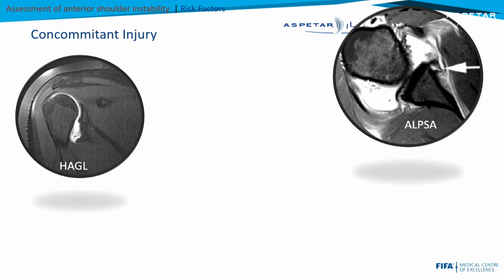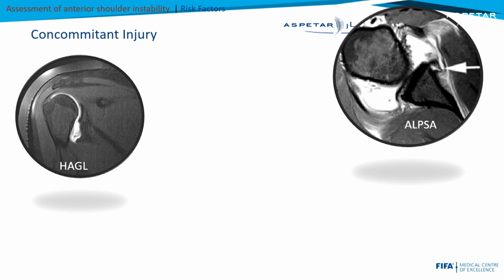Another issue is the ALPSA lesion. This week we had a very typical one in a professional athlete. It means the severity of the injury is very high, because it's not just a peel of the labrum, it includes the periosteum. So it's a very high energy trauma.